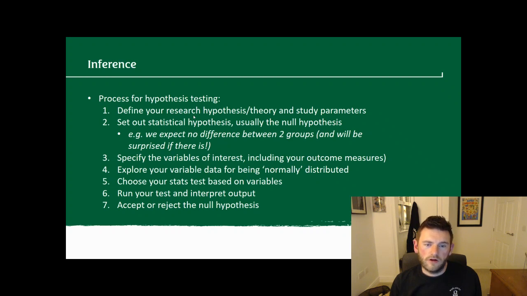Then we explore our variable data for being normally distributed, something we've covered in a previous presentation. We choose the stats model that is based on both the types of variables that we have, whether they're continuous or categorical, and also the distribution of the data. We run our tests, and we then interpret our output, and that allows us to accept or reject the null hypothesis. It doesn't allow us, as I mentioned, to accept or reject the alternative hypothesis, that giving this drug makes people have cold symptoms for less time.